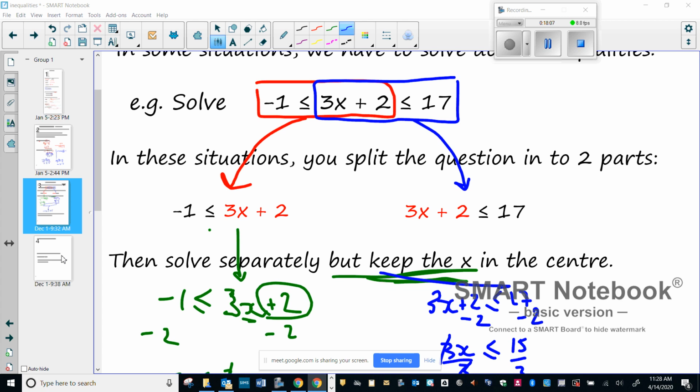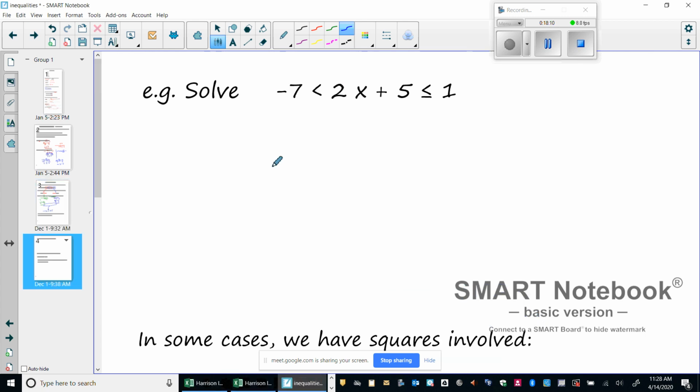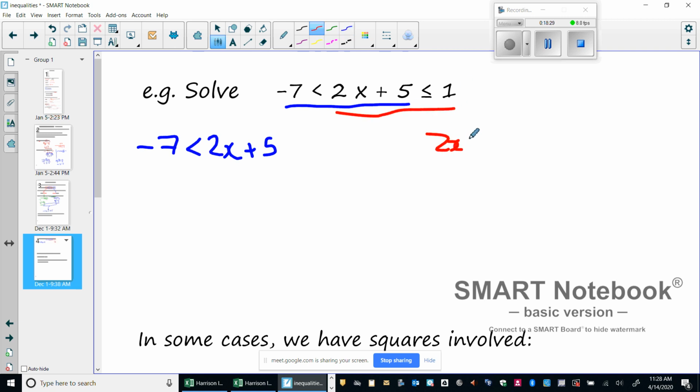All right, so I'm going to the next page. This is our final page. So this is going to be super simple, super similar as before. We're going to have this half first. So we've got -7 < 2x + 5. And then our other half is going to be 2x + 5 is less than or equal to 1. So we just took the central part and repeated it.